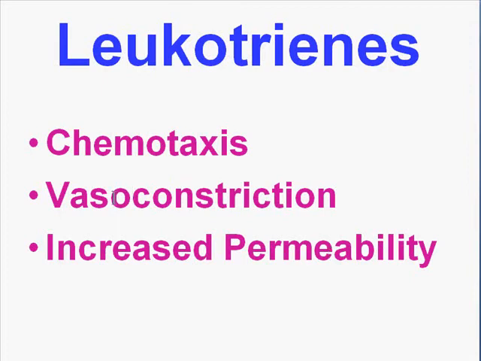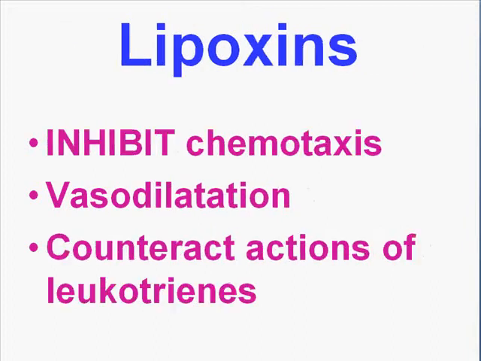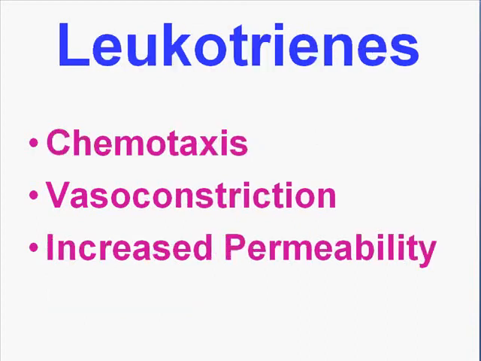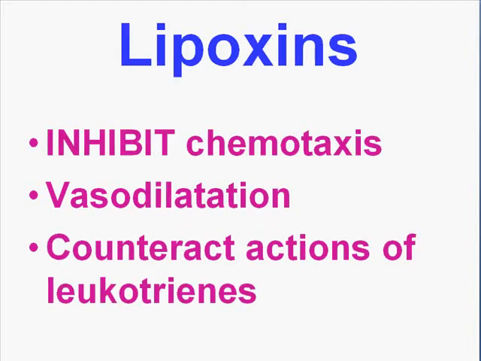And the third class of arachidonic acid derivatives is what we call lipoxins. Lipoxins are very easy to remember because they counteract the leukotrienes. So look, everything the leukotrienes do, the lipoxins undo. So let's stop here because we have to, and we'll get into it a few more later. Thank you very much.